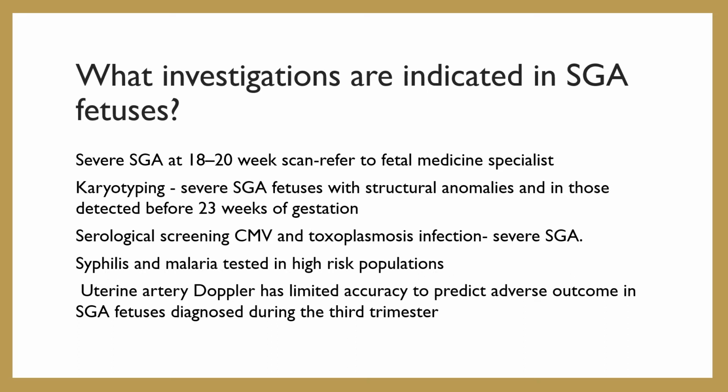Karyotyping is recommended for fetuses who have severe SGA less than 23 weeks to check for any chromosomal anomalies. Serological screening for CMV and toxoplasmosis infection is also recommended in severe SGA. Syphilis and malaria screening is also recommended in high-risk population. Uterine artery Doppler has limited accuracy in predicting adverse outcomes in SGA infants diagnosed during the 3rd trimester.